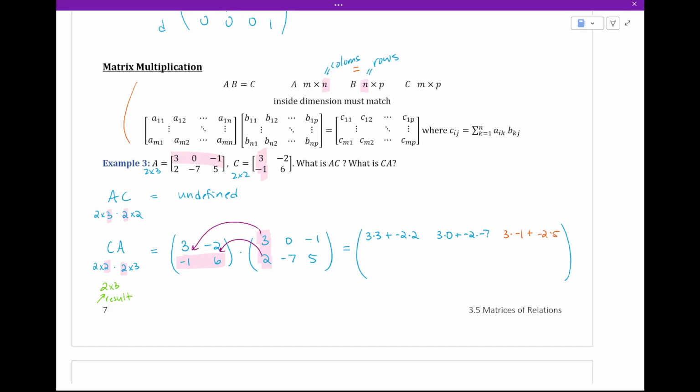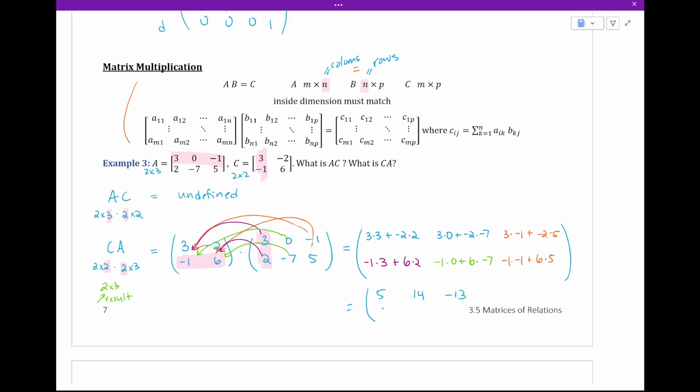So -1 times 3 plus 6 times 2, -1 times 0 plus 6 times -7, and -1 times -1 plus 6 times 5. So you can use a calculator or use your mental math. This is going to be 9 and -4 is 5. This is going to be 0 and 14. It's going to be -3 and -10 is -13.